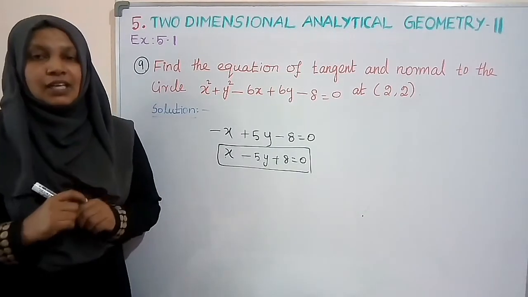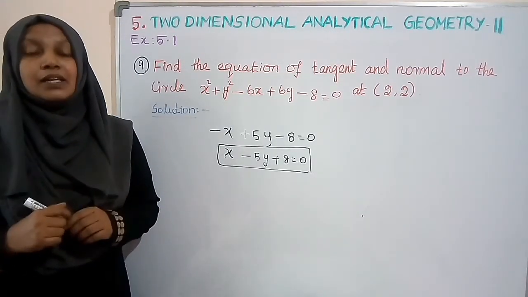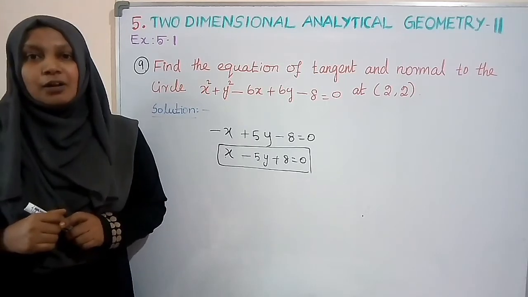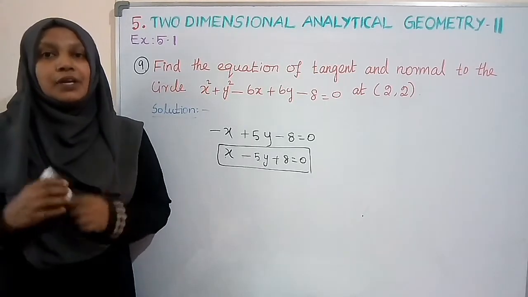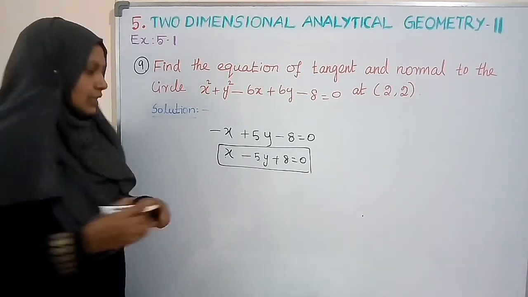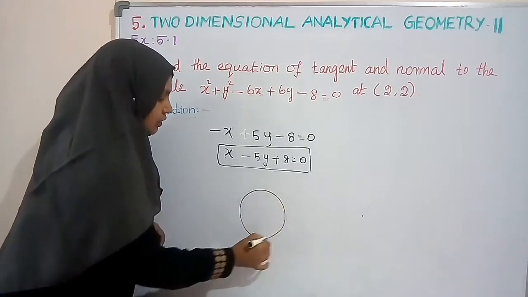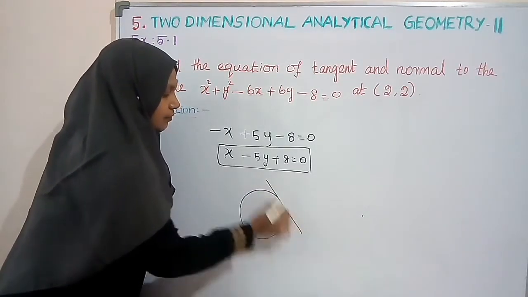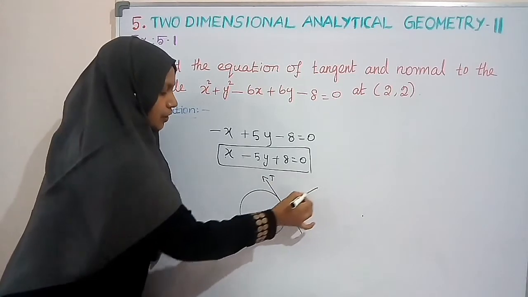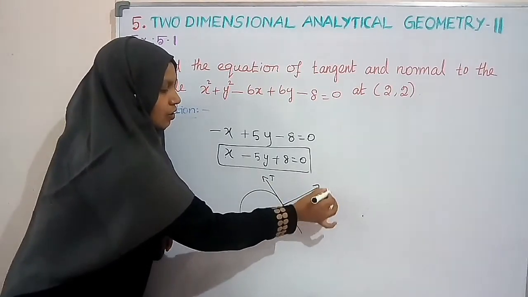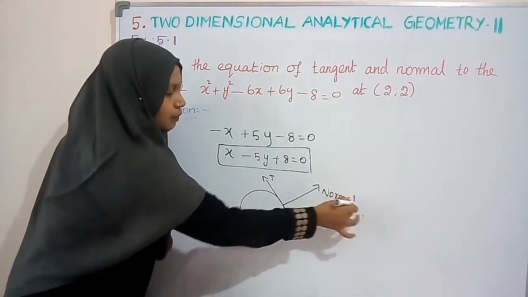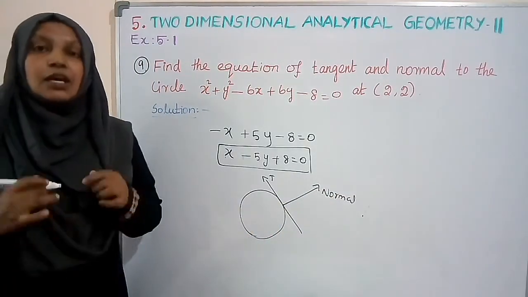So here they are also asking about the normal. What is a normal line? Normal is nothing but the perpendicular line to the tangent line. See, in this circle we have a tangent line. So the perpendicular line to the tangent line is called normal. So the perpendicular line of tangent is normal.